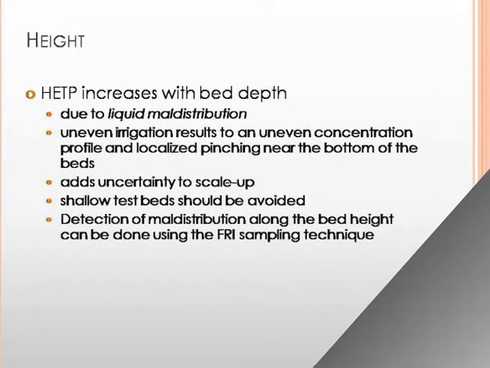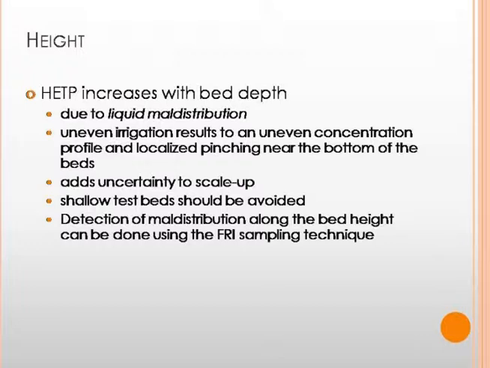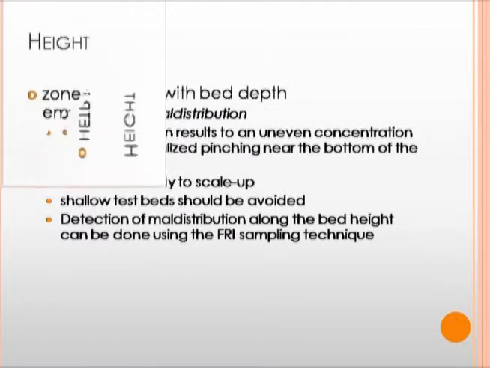The second consideration is height. It says here that HETP increases with bed depth. This is due to liquid maldistribution. Uneven irrigation results in an uneven concentration profile and localized pinching near the bottom of the beds. This adds uncertainty to scale-up. As such, shallow test beds should be avoided. Detection of maldistribution along the bed height can be done using the FRI sampling technique, which will be discussed later.